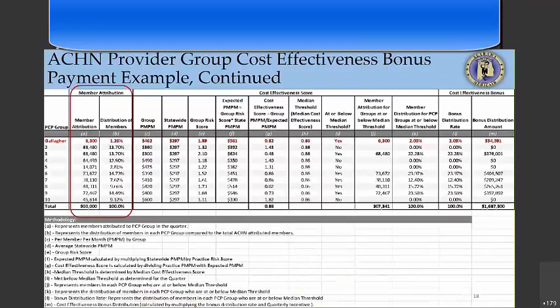This next table, staying with process step number 1, for illustrative purposes, compares Gallagher to 9 other statewide practices. Here, you're able to see how the member attribution is awarded to the 9 other practices and how the distribution of members, attributed members in each practice adds up to 100%. We'll come back to this chart for every step along the way.